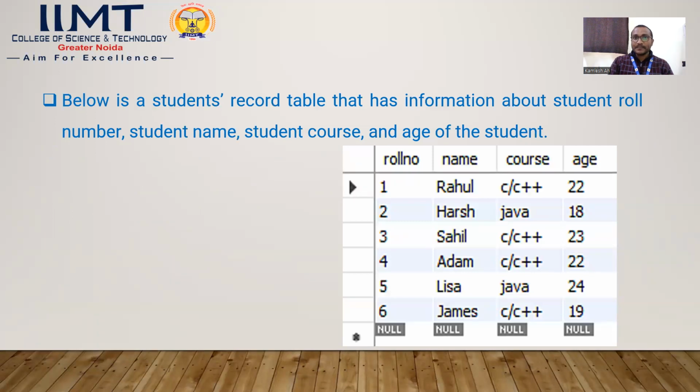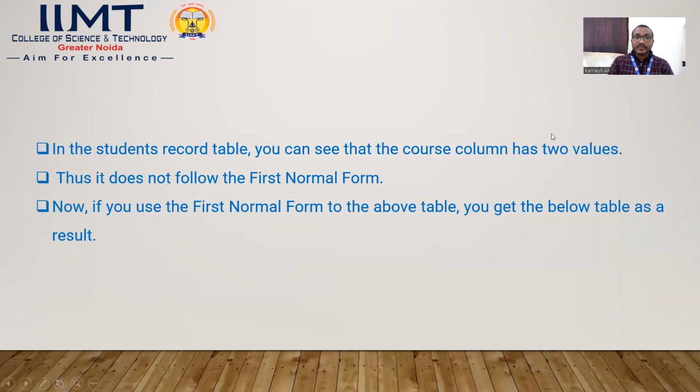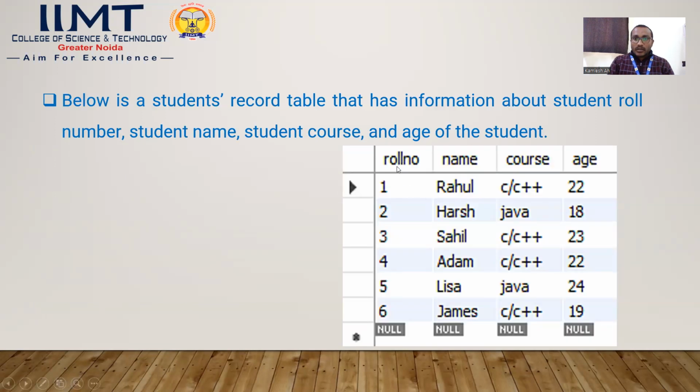Below is a student record table that has information about student roll number, student name, student course, and student age. So look here. The roll number 1, name is Rahul, course is C and C++. These are the two records, but the condition of first normal form is that one column contains only single values. Age is a single value, so no problem there, but the problem is this course, because this attribute contains two data. This is not atomic. So we will use atomic values in further tables.